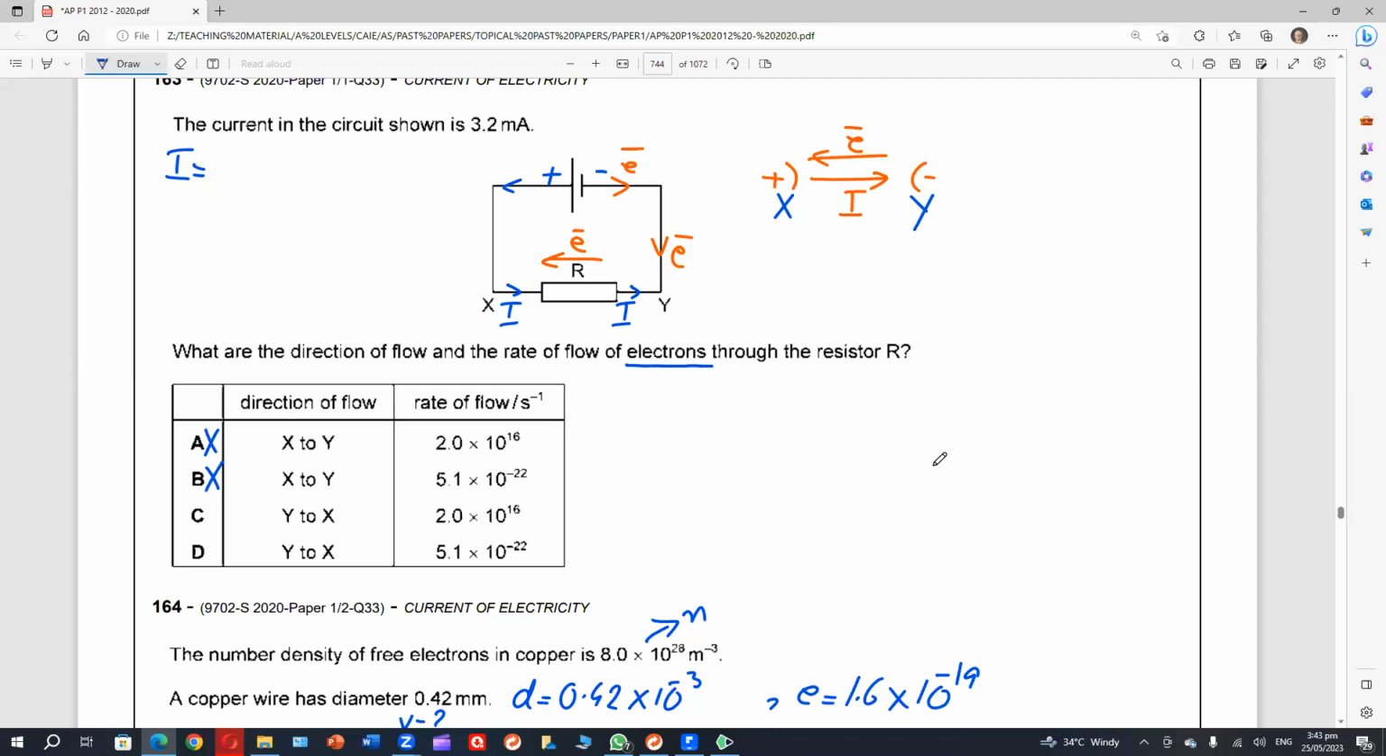Problem is coming now. We have narrowed down the options to C and D. The current in the circuit shown is 3.2 milliampere. So what do you suggest? What should I do for the rate of flow? He has cleverly given a good idea, that is the idea of the unit.